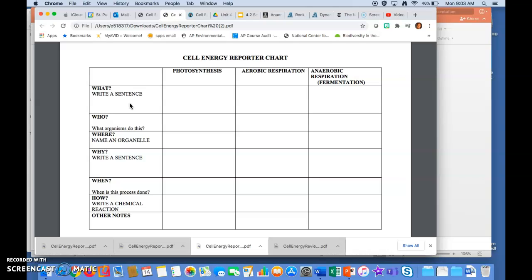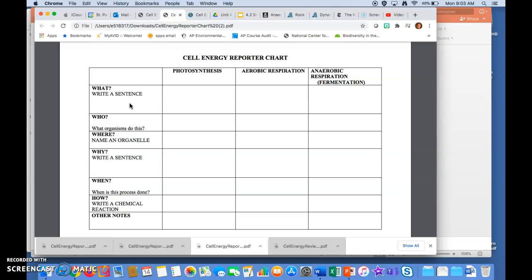All right, then who does it? Well, plants do photosynthesis. It happens in the chloroplast. Where does it happen? Chloroplast. Why does it happen? Well, that can be a pretty advanced question, but really just talk about what it's doing. It stores energy.